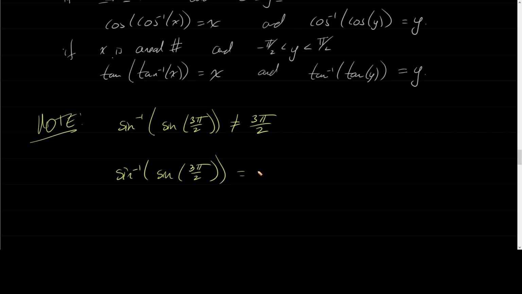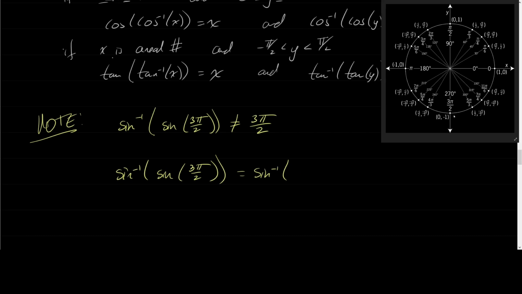Well, sine of 3π/2, if you recall from the unit circle, is -1. So sine of 3π/2 is -1, which then tells us we need sine inverse of -1. Working down here, 3π/2 is not in the range of sine inverse, so the answer is simply -π/2, right? Because we want to read that as a negative angle.